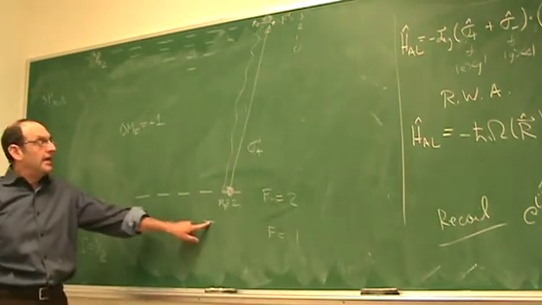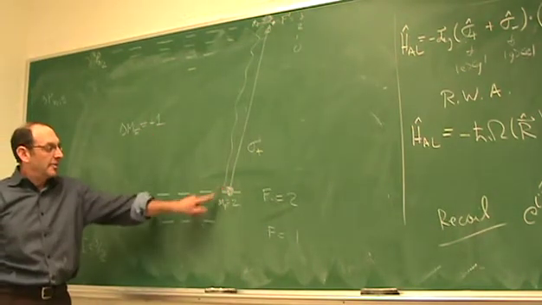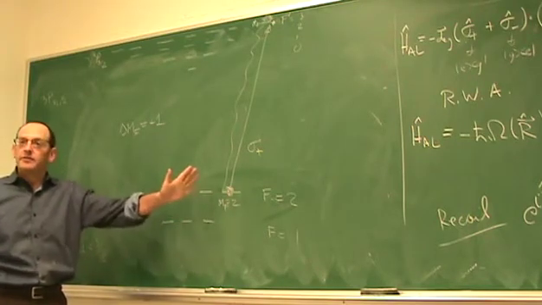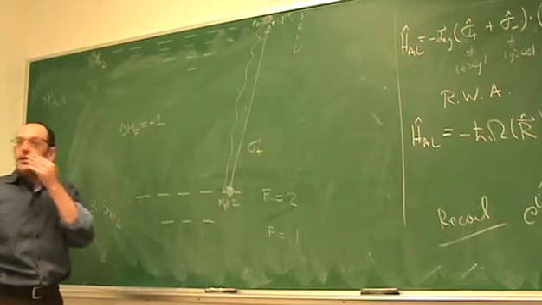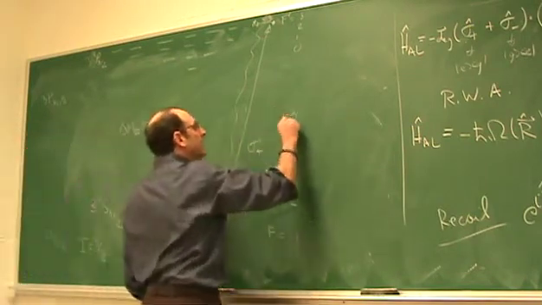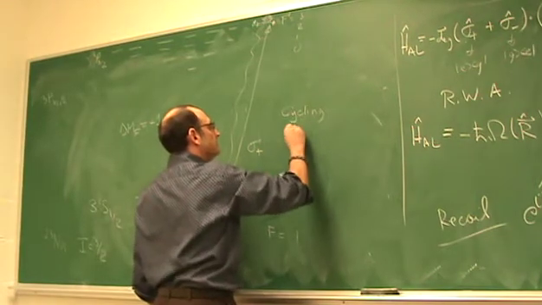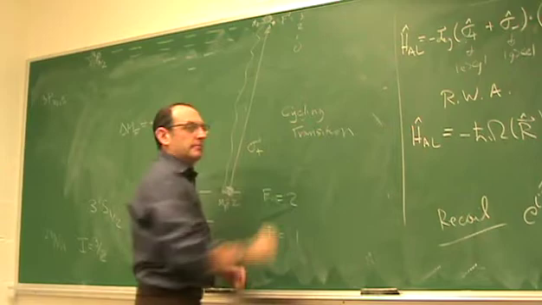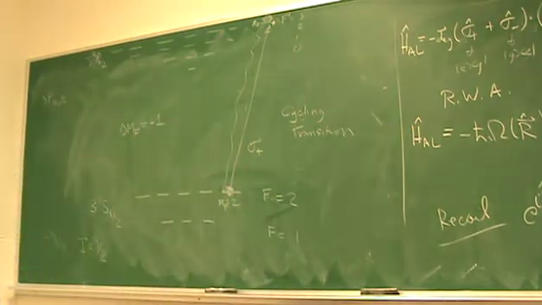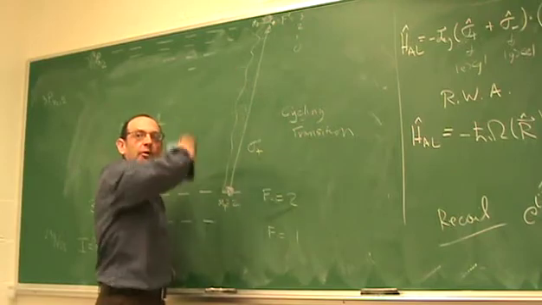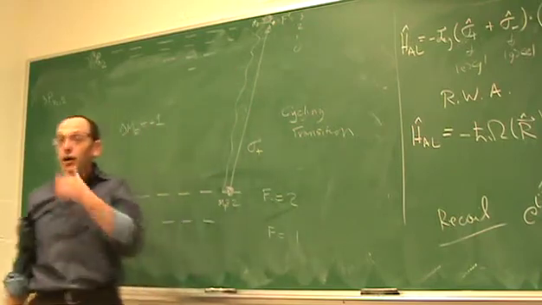Why can't I decay here? I mean, delta m sub f is 1, that's okay. But delta F is 2. So that's not allowed. So this is what we've called a cycling transition. Because the atom cycles. It absorbs, emits, absorbs, emits. There's no place else it can go.